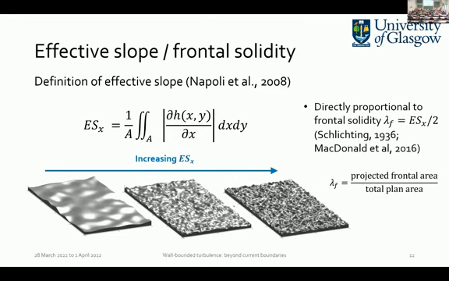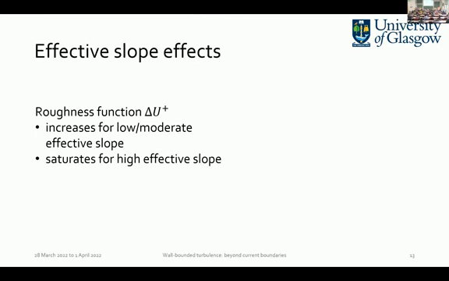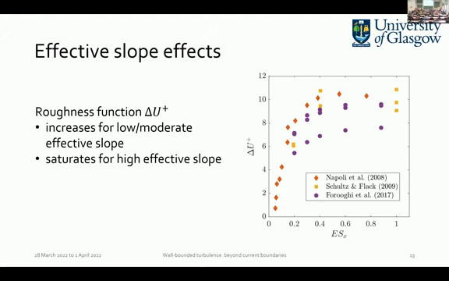And so frontal solidity was already considered by Schlichting in his 1936 roughness study. So this is defined as projected frontal area per total plan area. Okay, just to summarize the effective slope effect. If we consider the roughness function, here's some data from the literature, from simulations and experiments. And what we see here is that for moderate effective slope, we see an increase in delta U plus, and we expect a saturation here at high delta U plus values.